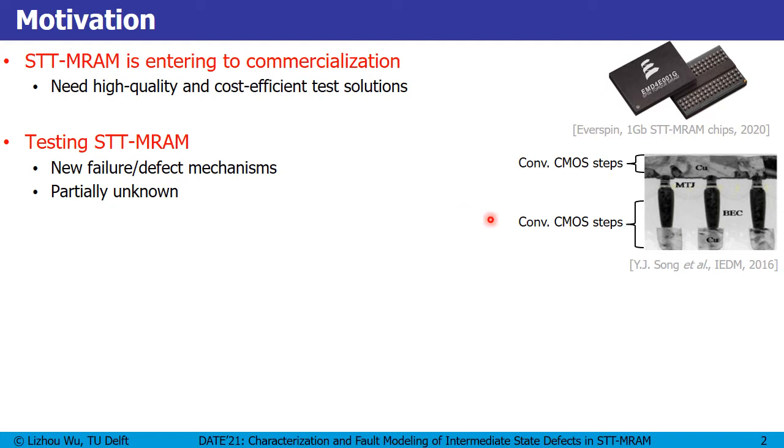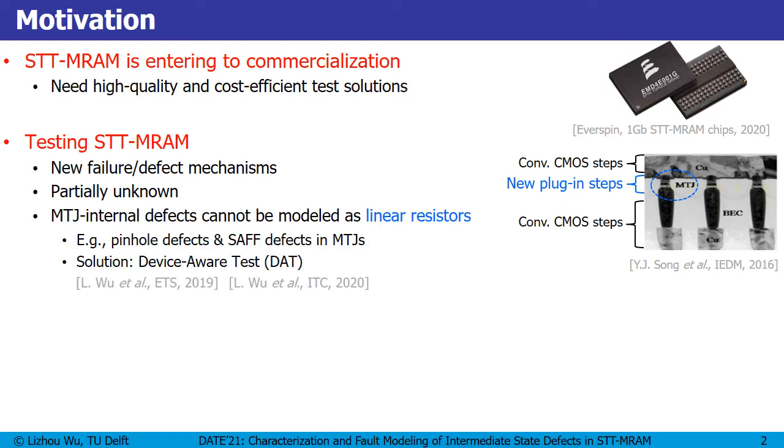On the right side, you can see a TEM image of STT-MRAM cells. The bottom part and top part are no different from the conventional CMOS process, but the middle one is the STT-MRAM device, which is like a plug-in component between two metal layers. And it has been demonstrated that MTJ internal defects cannot be modeled as linear resistors, for example, pinhole defects and SAF defects. As an alternative, we propose device-aware tests to specifically address device internal defects.